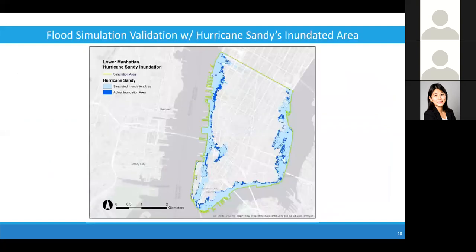To see the efficiency of this model, we use Hurricane Sandy's actual inundation area, colored in dark blue, and the simulated inundation area is the bright blue color. This simulation actually took 0.001 second in Lower Manhattan. So we can say it's pretty accurate given the computation time.